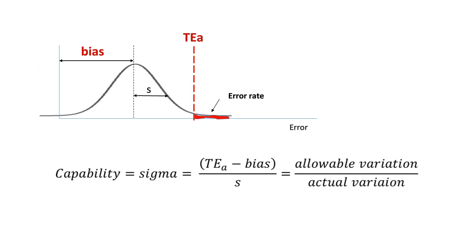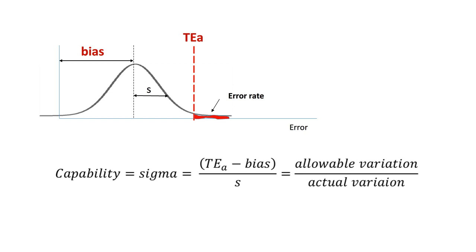You can think of the total allowable error as an error budget. Bias consumes some of the allowable error, so we subtract that away. The remainder is the true allowable error, and we compare that to the natural variation of the process. Ideally, we'd like a ratio or sigma level to be something like 5 or 6.